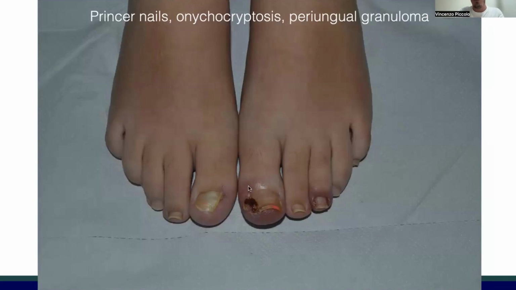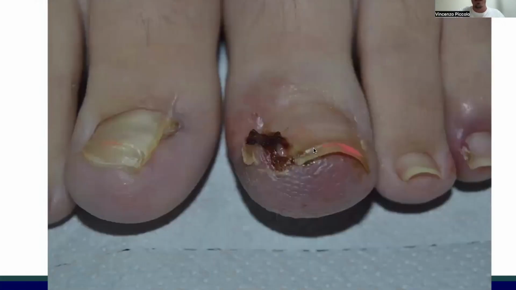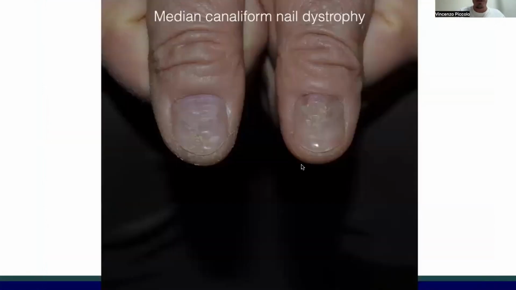Very common is onychocryptosis or the ingrown nail. In this case, it is secondary to an alteration of the nail profile that is called pincer nail. This hypercurvature of the nail plate is responsible for the development of inflammation, sometimes also infection of the periungual tissue, and secondary periungual granuloma, as you can see here, because of the ingrown nail in this patient.